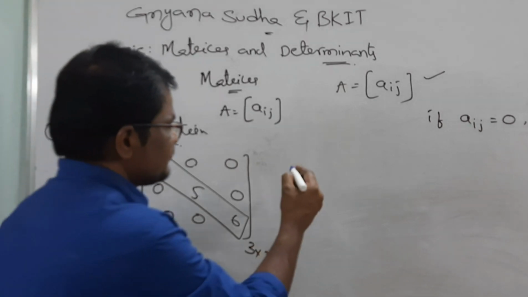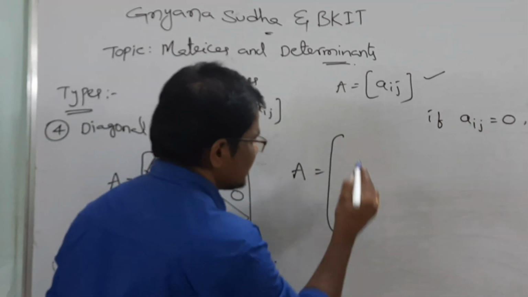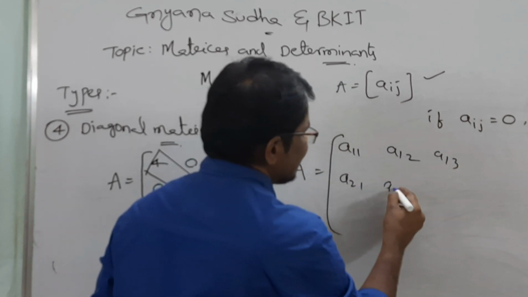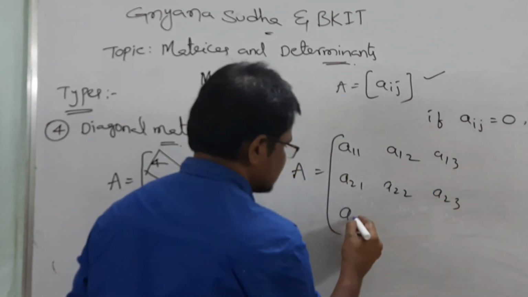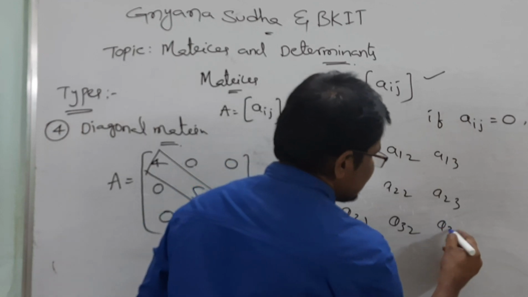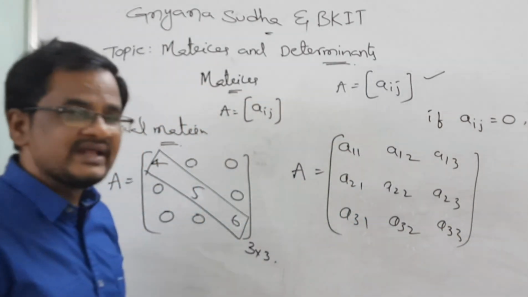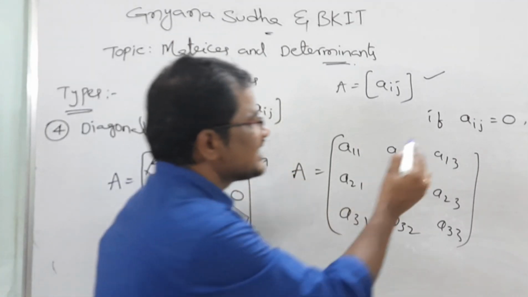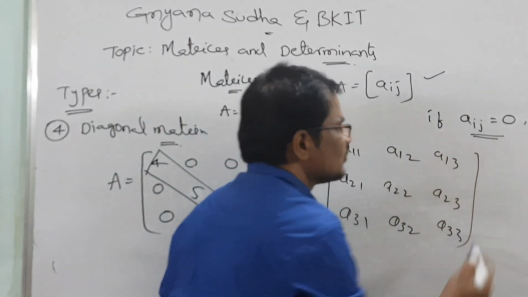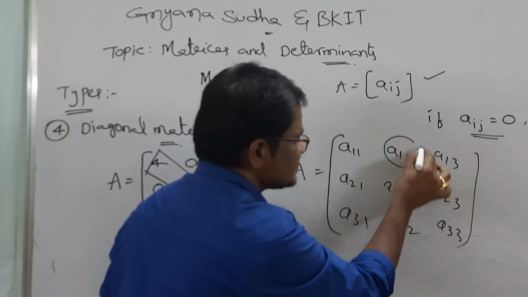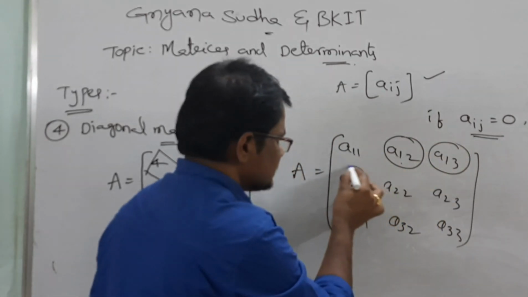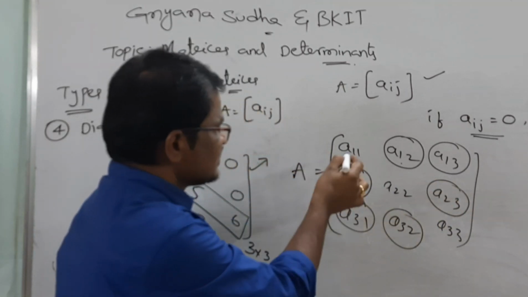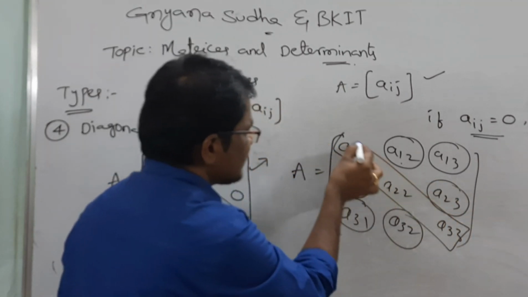If you take one matrix of order 3: A11, A12, A13, A21, A22, A23, next A31, A32, A33, right? What is it saying? If it is a diagonal matrix, Aij should be 0 when i not equal to j. Here i not equal to j, so this is 0, this is 0, this is also 0, this is also 0, and this one also 0. Then this becomes a diagonal matrix.